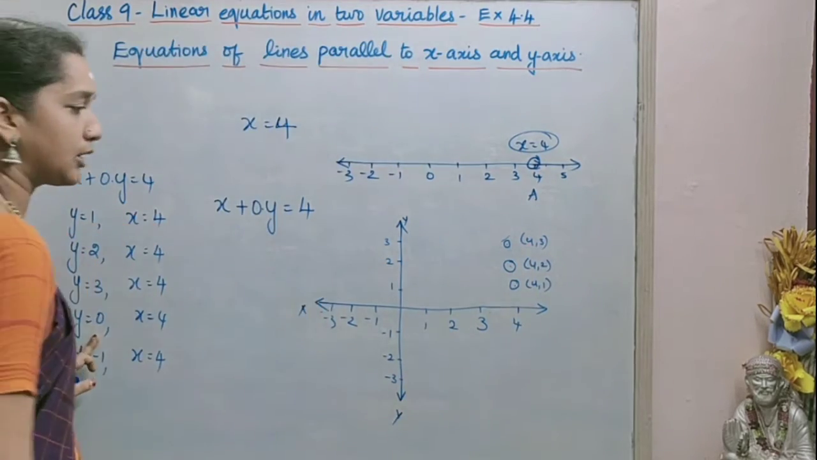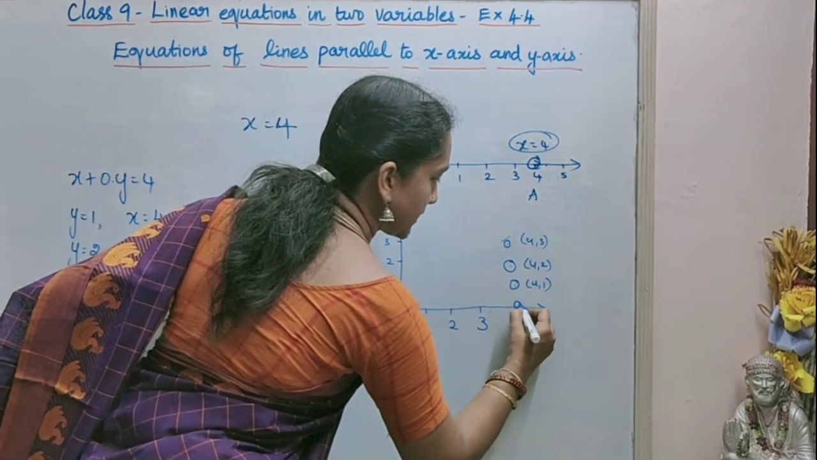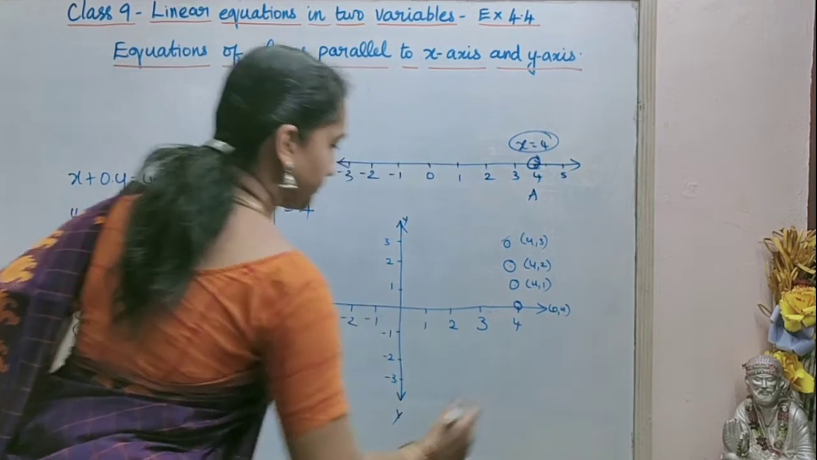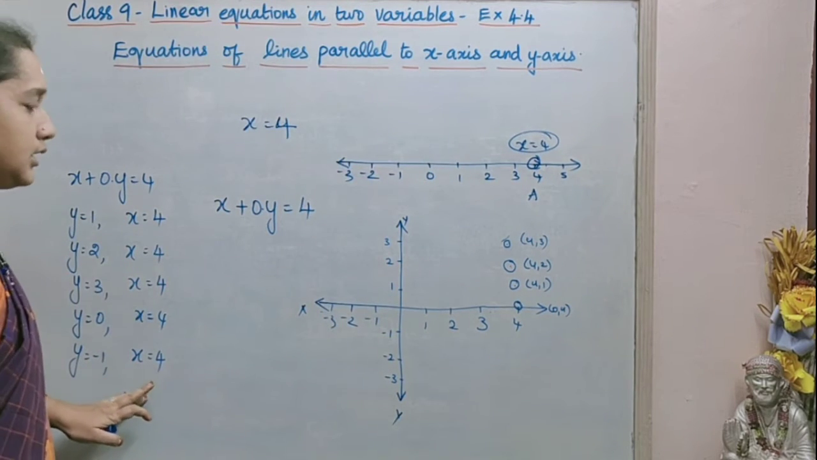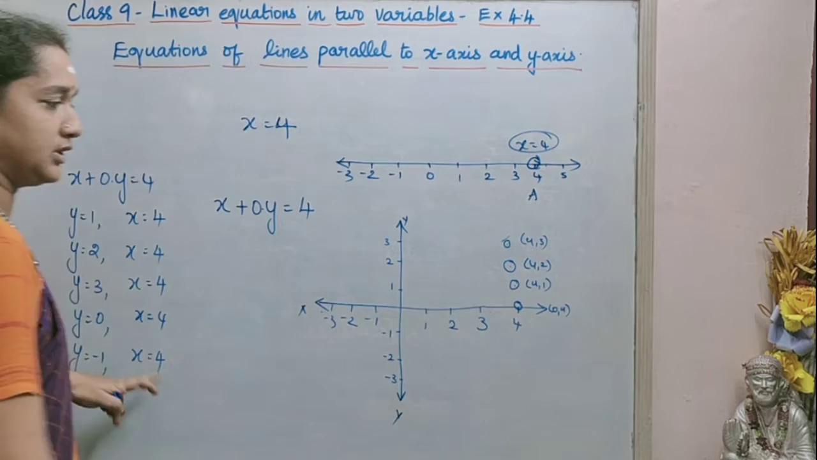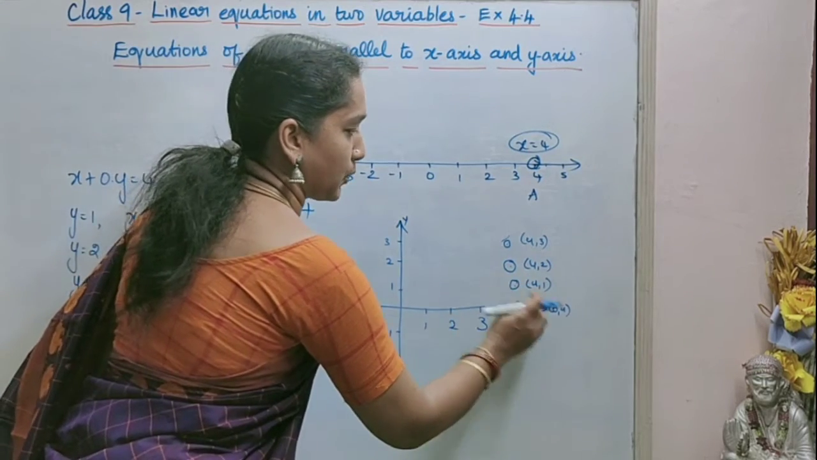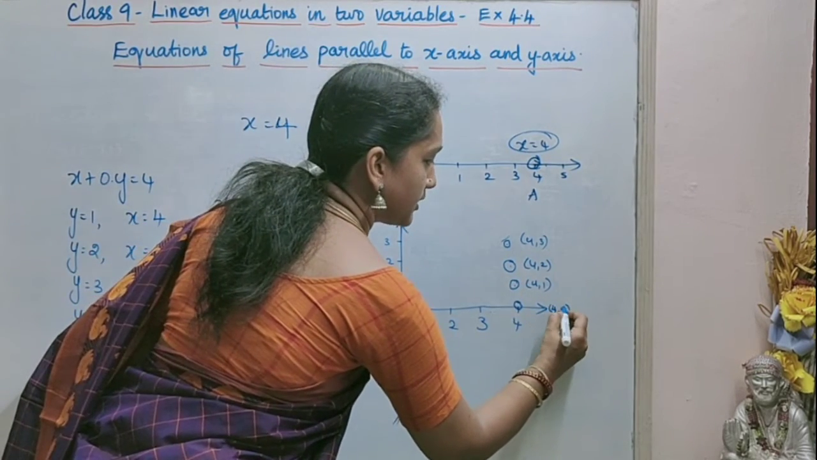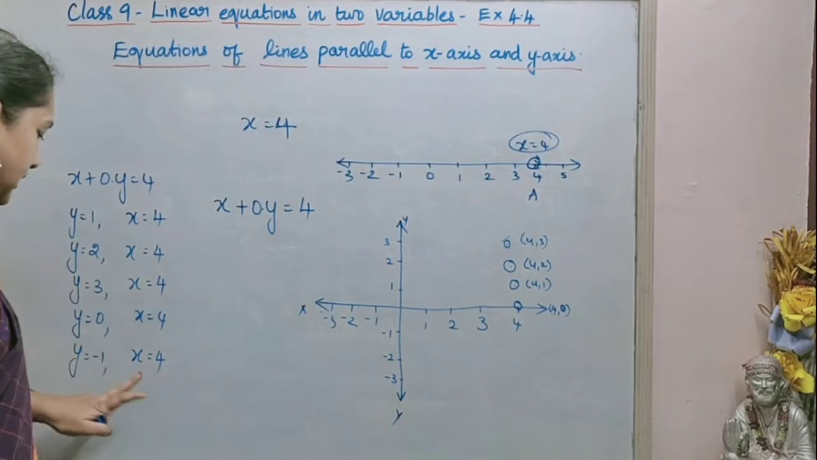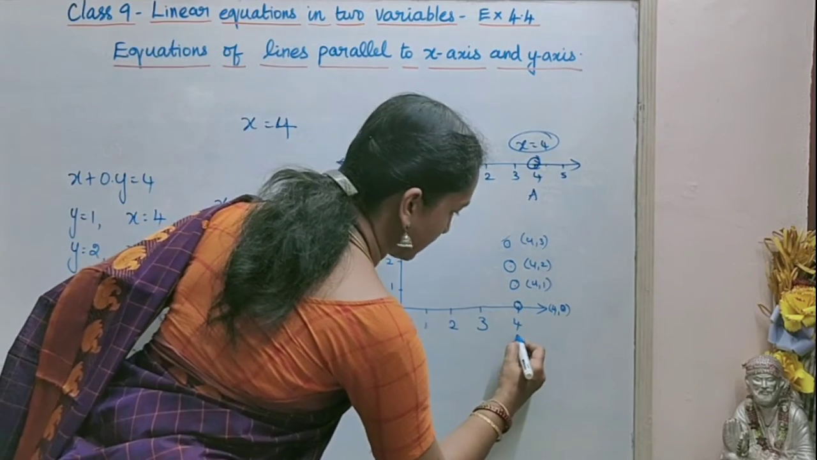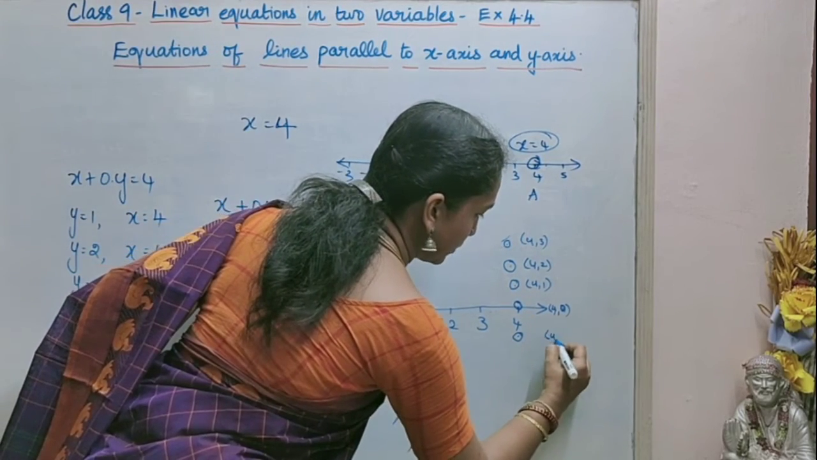Then 0 comma 4. So this point is 0 comma 4. Then, sorry, 4 comma 0. This point is 4 comma 0. Then 4 comma minus 1. This is 4 comma minus 1.